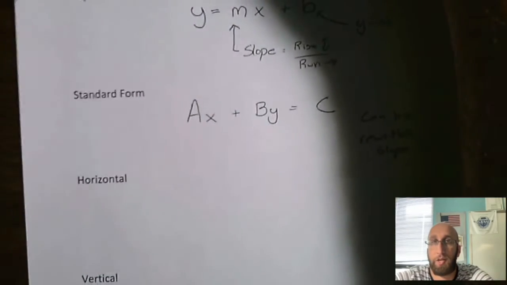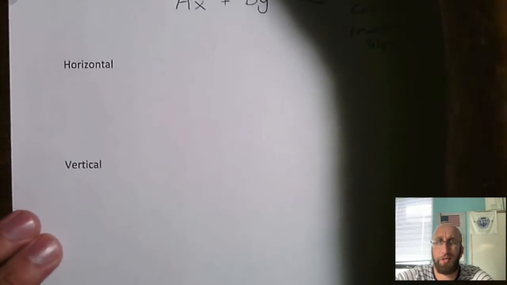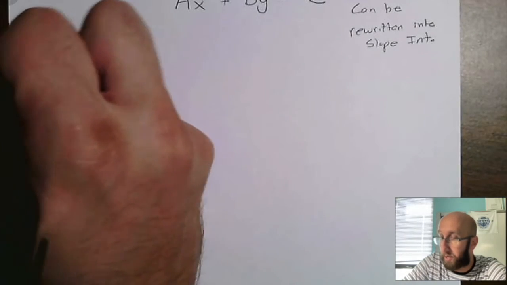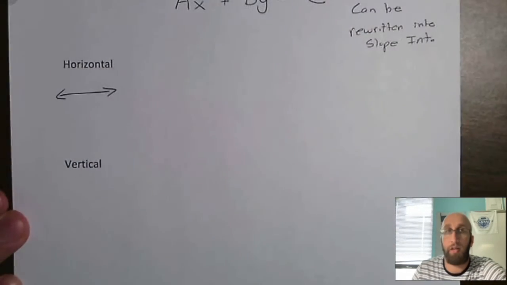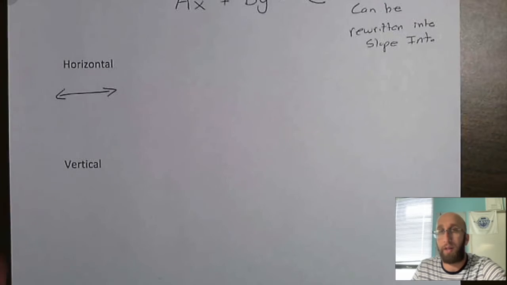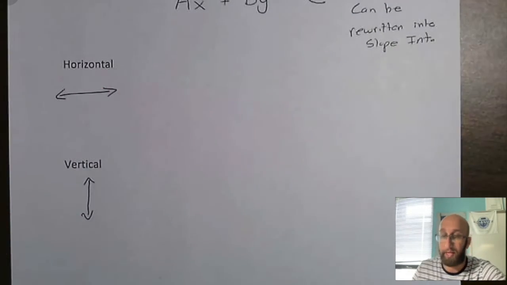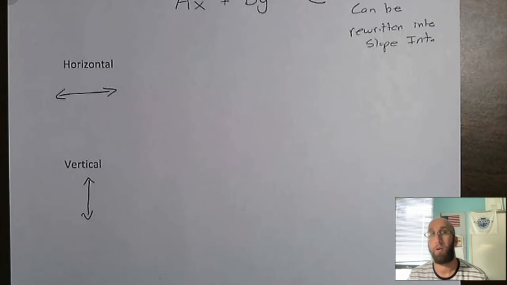The last two I want to talk about are what students usually get hung up on very easily, and that is horizontal and vertical lines and the forms they show up in. When we're talking about horizontal lines, we're talking about lines that, when graphed, are horizontal. Vertical lines are straight up and down. Horizontal and vertical lines are kind of special cases.